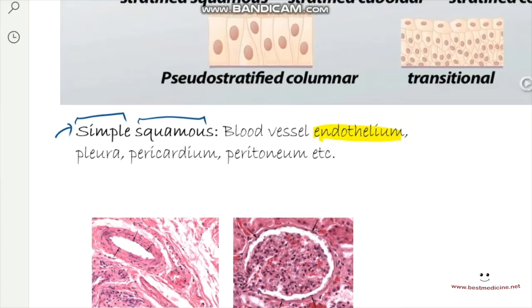And endothelium contains simple squamous cells lining the inside of blood vessels everywhere, right? Even in the heart. And then we have pleura. Remember pleura from the very first video? Pleura is also simple squamous. And then we have pericardium again, and peritoneum. All of these have simple squamous epithelium.